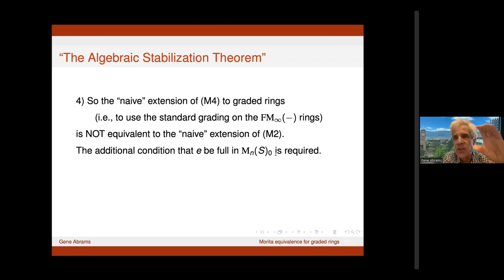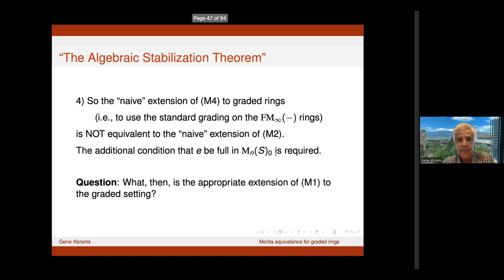So if we simply look at the original Morita theorem, at least the extended one, and we look at the statements M2 and M4, the isomorphism between a corner and the isomorphism between the FM rings, if you just naively impose the standard gradings on the infinite matrices, the equivalent statement to M2 is not just the naive statement that there exists some isomorphism between the ring and a corner of a matrix ring of the other one. You have to make sure that the appropriate idempotent is full in the zero component. Okay. So now we have the appropriate graded analog of conditions M2 and M4.